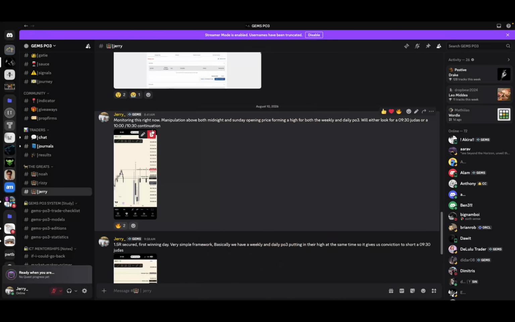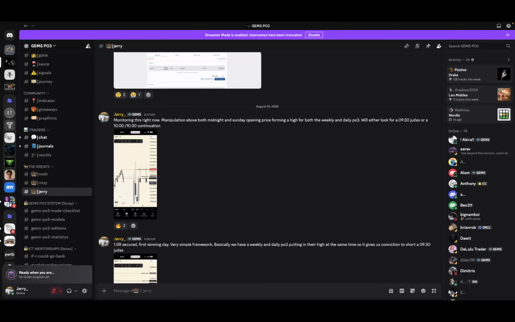So I said this, monitoring this right now, manipulation above both midnight and Sunday's opening price, forming a high for both the weekly and daily power 3. We'll either look for 930 Judas or 10 o'clock or 10:30 continuation, because sometimes 930 can just expand, right? 930 doesn't have to give you that opposing run, right? It can give you some sort of other run, right? Or it just expands straight lower, right? So 10 or 10:30 can give you that continuation.